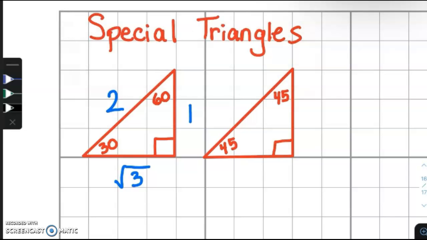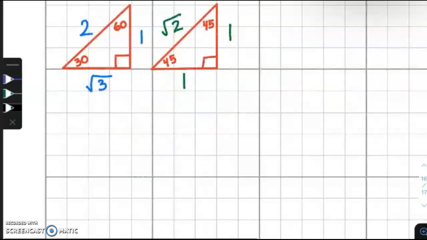Then you also have your 45, 45, 90 triangle. Opposite of your 45s are each 1s. So 1s for the legs, and if you do Pythagorean theorem, you get radical 2. So across from 90 is a radical 2. Now, using that, we're going to find the 6 trig functions of 30, 60, and 45.